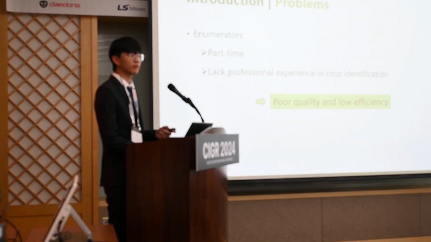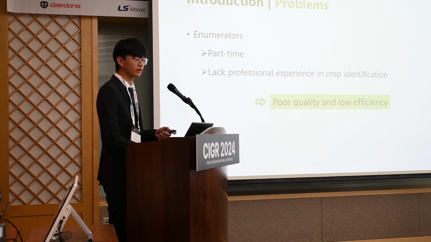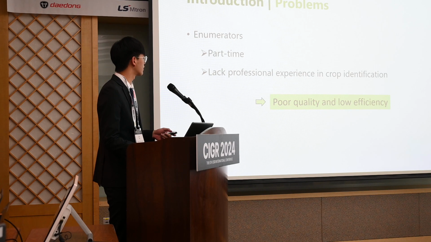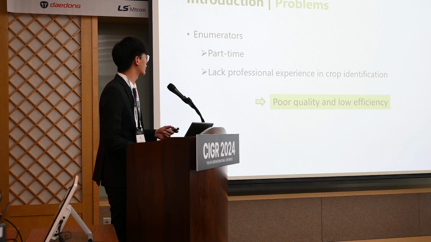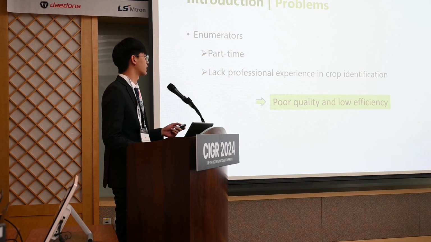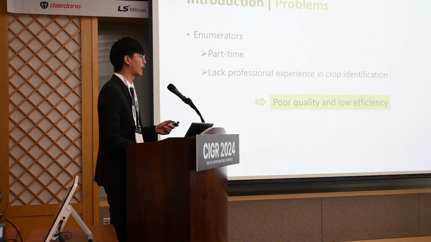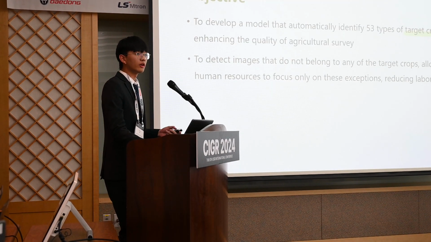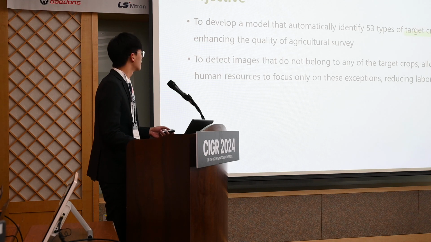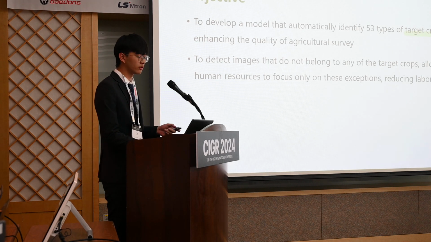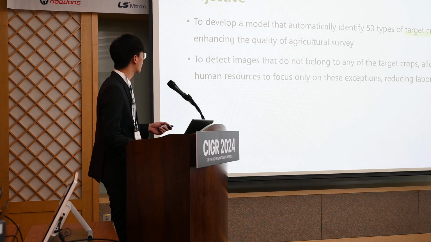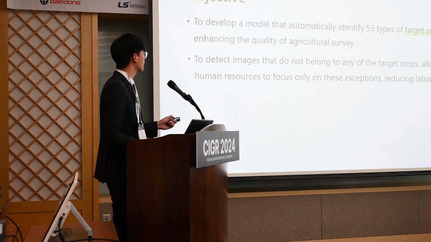However, the current method has problems. The main problem is that there is a shortage of experts capable of accurately identifying the crop types. So most of the enumerators are part-time and lack professional experience in crop identification. And this leads to misidentification and diminishes the quality of the survey. So in order to enhance the quality of the survey, the objective of this research is to develop a model that can automatically identify the 53 most common crops in Taiwan, which we call target crops.